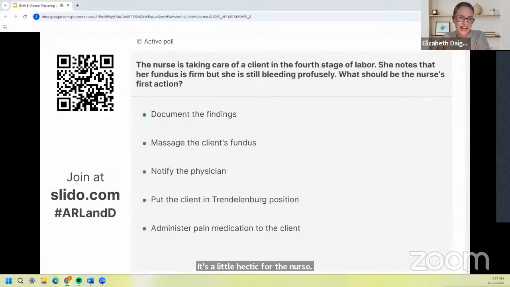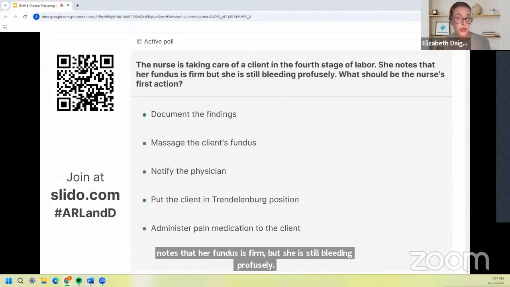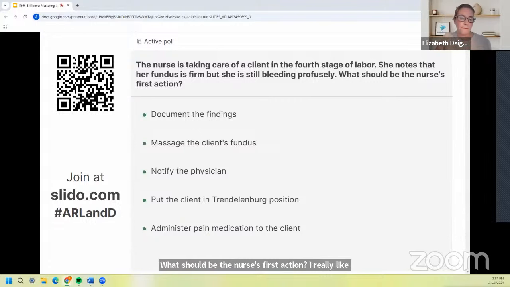And I have another Slido for you guys. I love doing these. This one says the nurse is taking care of a client in the fourth stage of labor. She notes that her fundus is firm, but she is still bleeding profusely. What should be the nurse's first action? I really like this question. It's quite challenging. This one's tricky. I'm going to warn you. Really pay attention to all pieces of this question.